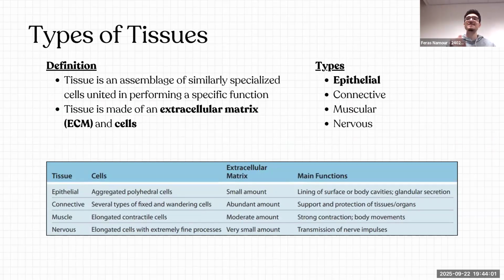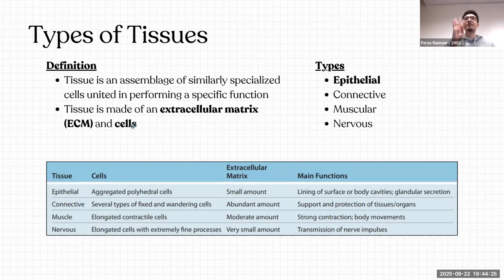We can discuss types of tissues. Okay, what is tissue? Again, let's talk about the definition of tissues. Tissue is an assemblage of similarly specialized cells united in performing a specific function, right? So we're assembling a group of cells that are similar to do a specific function. It's made out of extracellular matrix and these specialized cells.